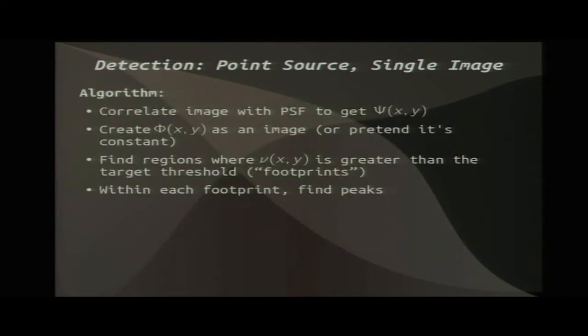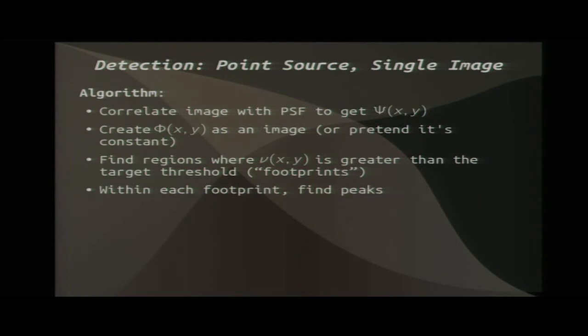So here's our algorithm for detecting point sources in a single epoch. We correlate the image with the PSF to get this thing. We either evaluate that thing that depended on the PSF model as an image, or we pretend it's constant, which is not a terrible approximation for this purpose at least. And we find regions where that significance is greater than the threshold. So if this number is greater than 5, we say it's detected if we want a 5 sigma threshold. And we call those regions of above threshold pixels footprints.